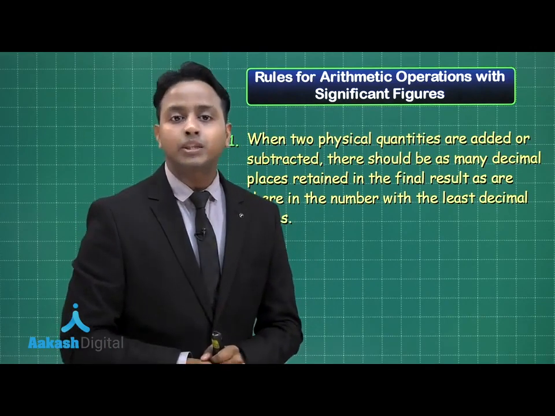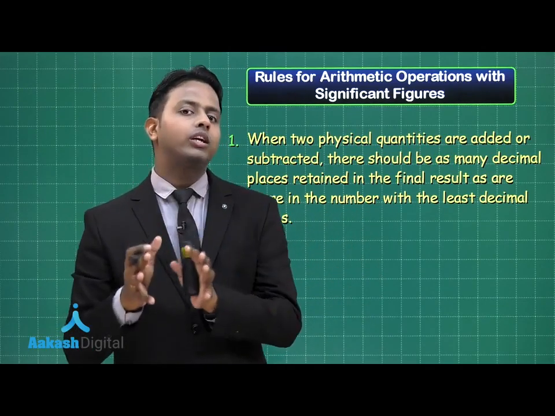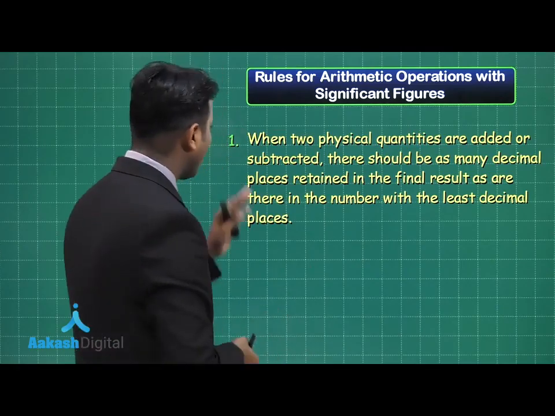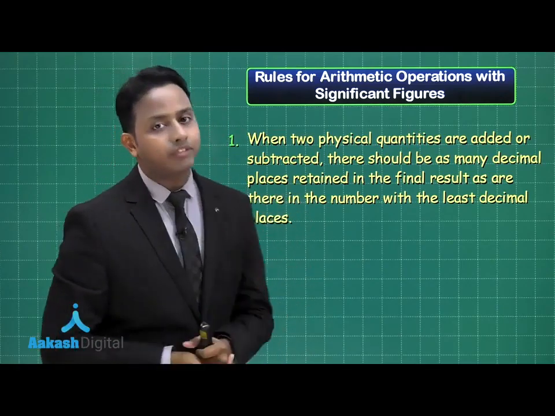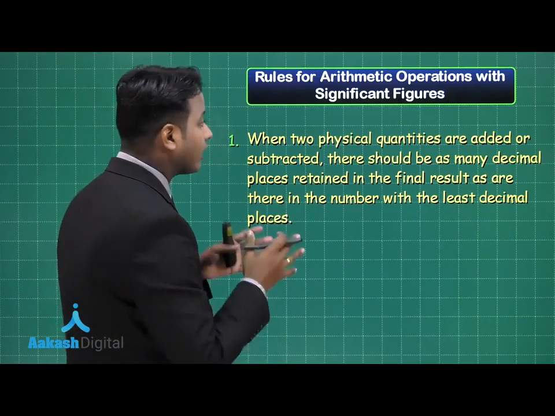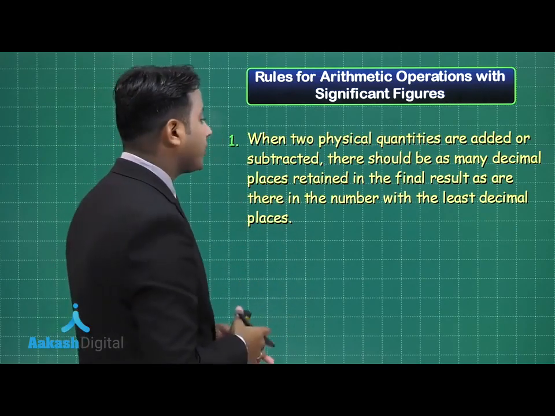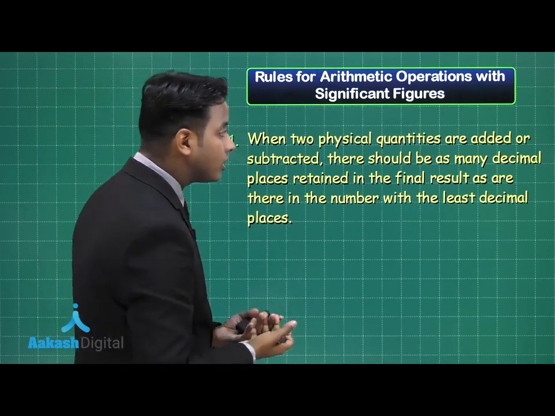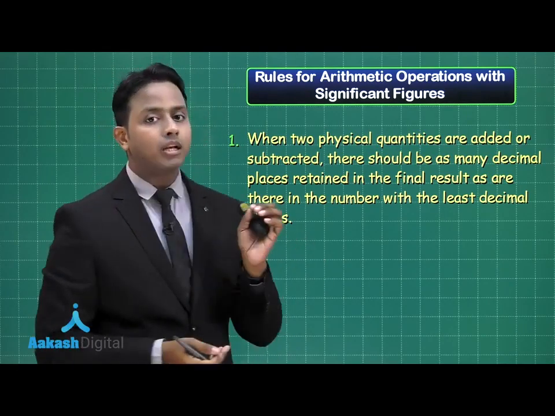And this is being explained by 2 different rules: one for addition and subtraction combined, and one for multiplication and division combined. So let's see that. Rule number 1 is a rule for arithmetic operations with significant figures. It says, when 2 physical quantities are added or subtracted, there should be as many decimal places retained in the final result as there are in the number with the least decimal places.